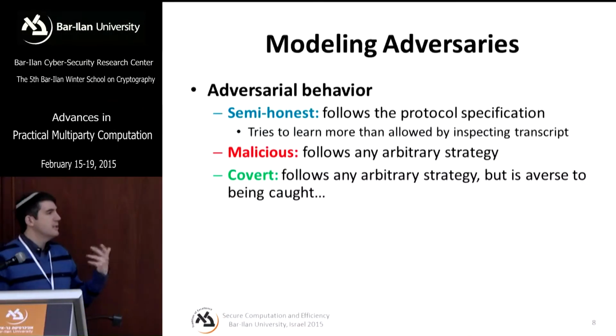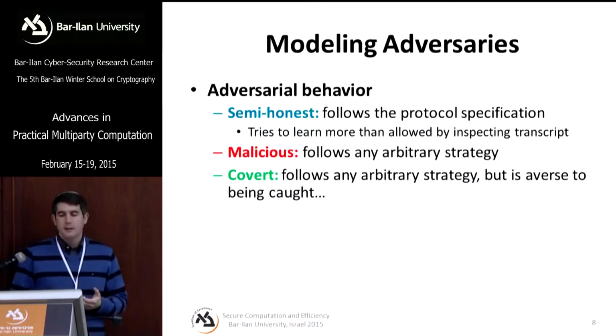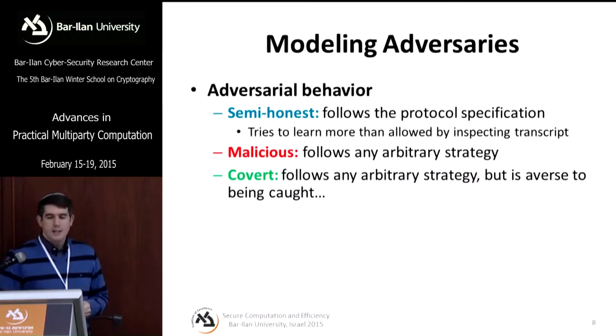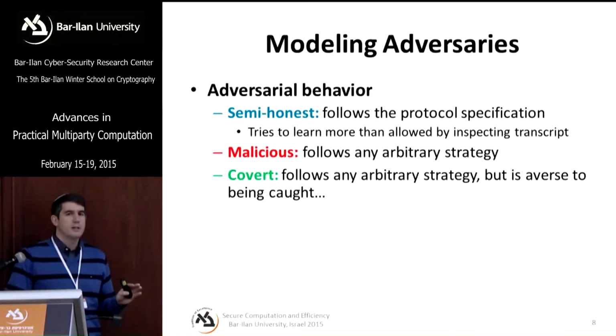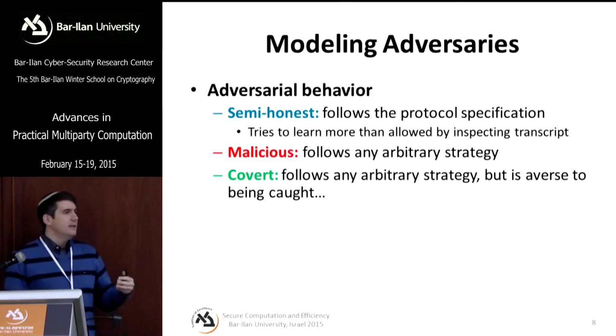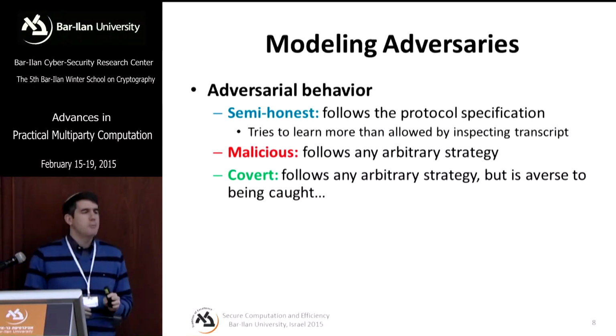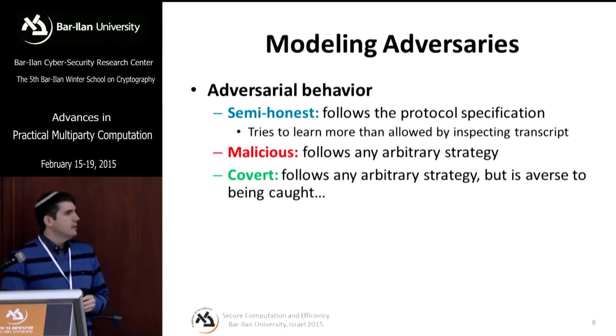Semi-honest and malicious are really the classic ones, and they're the most popular. But covert is also becoming more and more of interest. So a semi-honest adversary is one that follows the protocol specification. So it's rather a benign adversary. He doesn't actually do any active attacking. He follows the protocol specification, but he tries to learn more than allowed by inspecting the transcript.